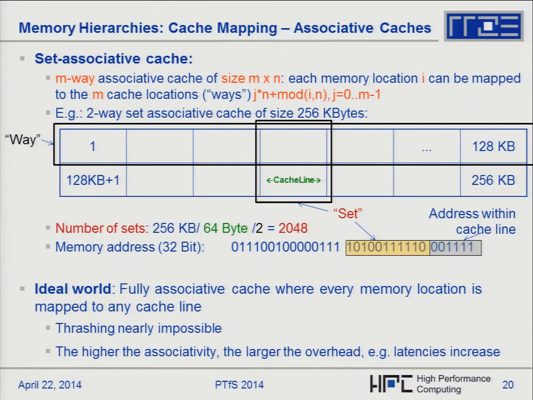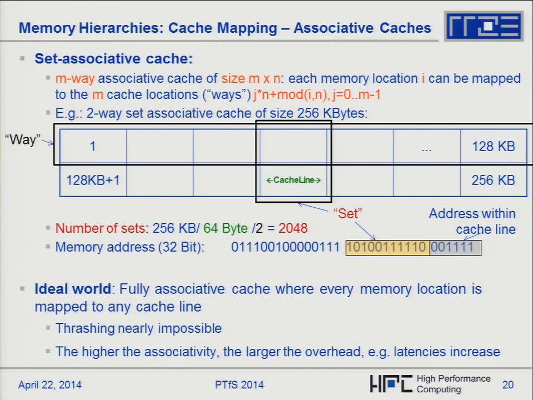We have an address within a cache line that's the lowest 6 bits, because with 6 bits I can access 64 bytes. So the lowest 6 bits tell me where each byte goes inside the cache line. This is clear, this is trivial. And then the next 11 bits, because I have 2,048 sets, I can address 2,048 things with 11 bits. The next 11 bits address the set. So if I have an address, I take these 11 bits, which give me the set in which the cache line can go. And these 6 bits give me the position of the byte which I want to access right now.